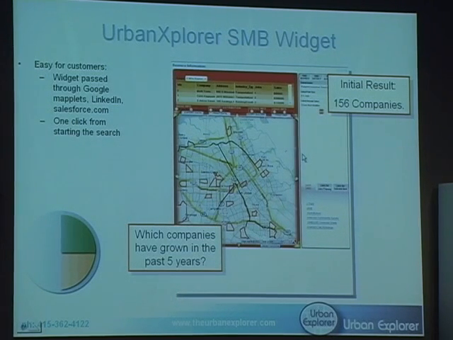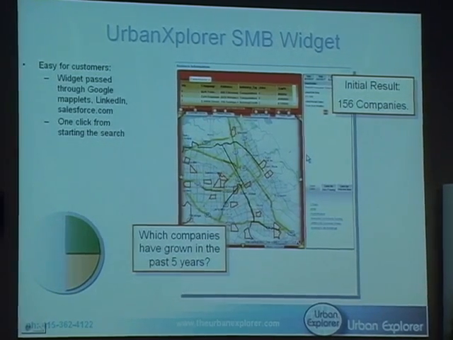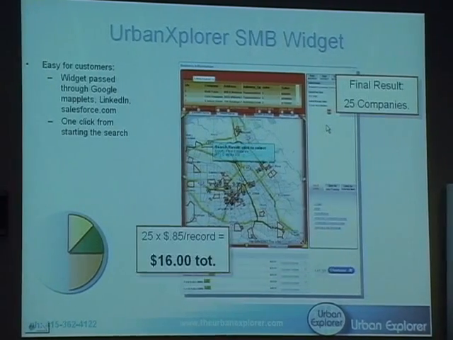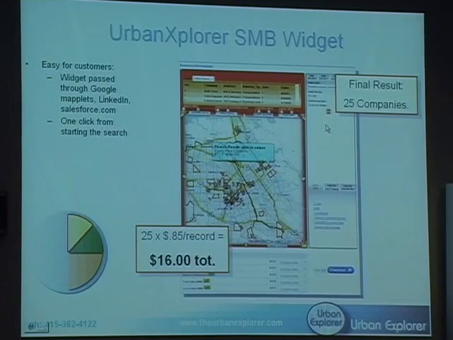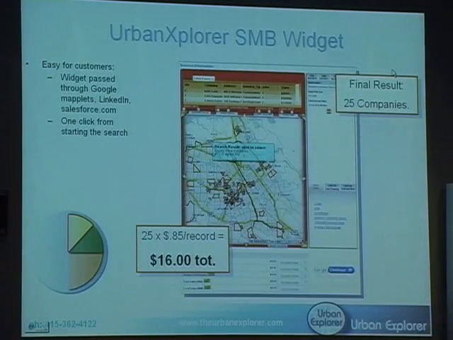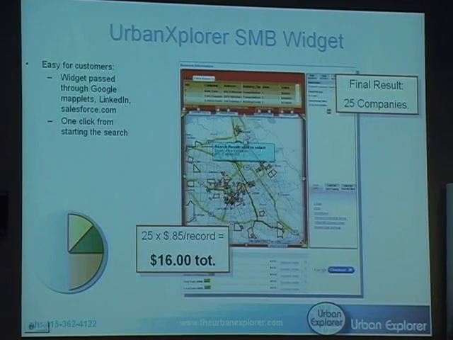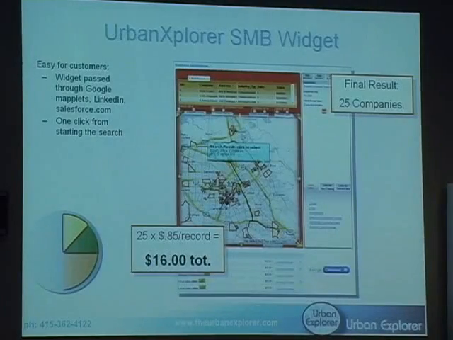If we take that component of time and say which companies have grown over the past 5 years, click, we get a much smaller result. 25 companies. These are much more valuable leads, and you're able to see what you're getting before you buy it. If we did an apples-to-apples comparison then, if you're charging by the number of records, 25 records times 85 cents equals $16 versus the $133 of the competitor.